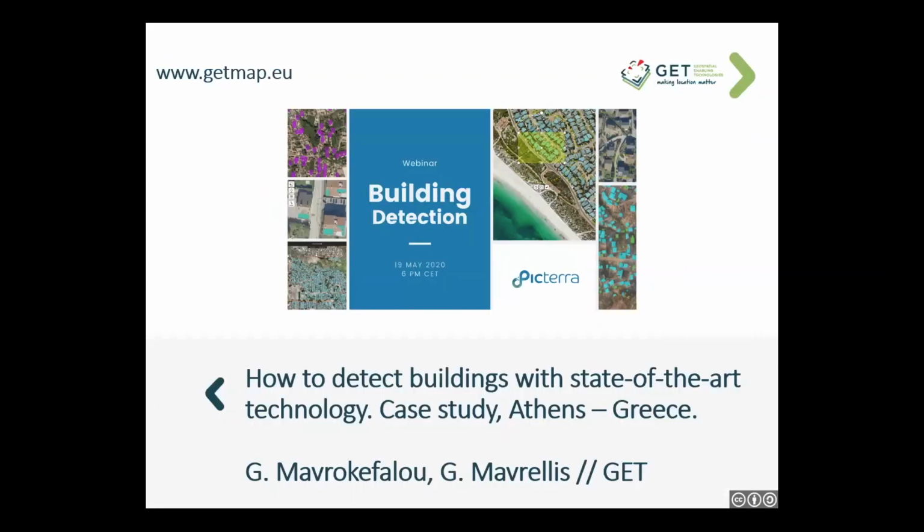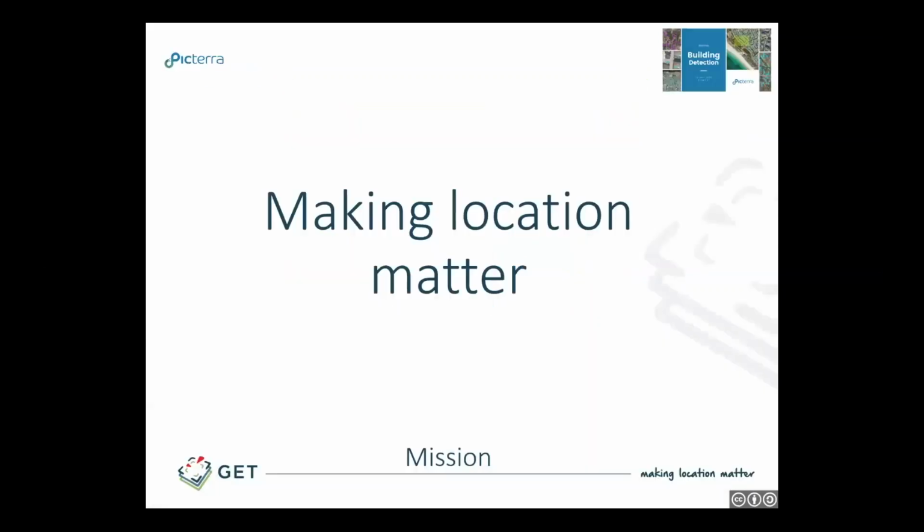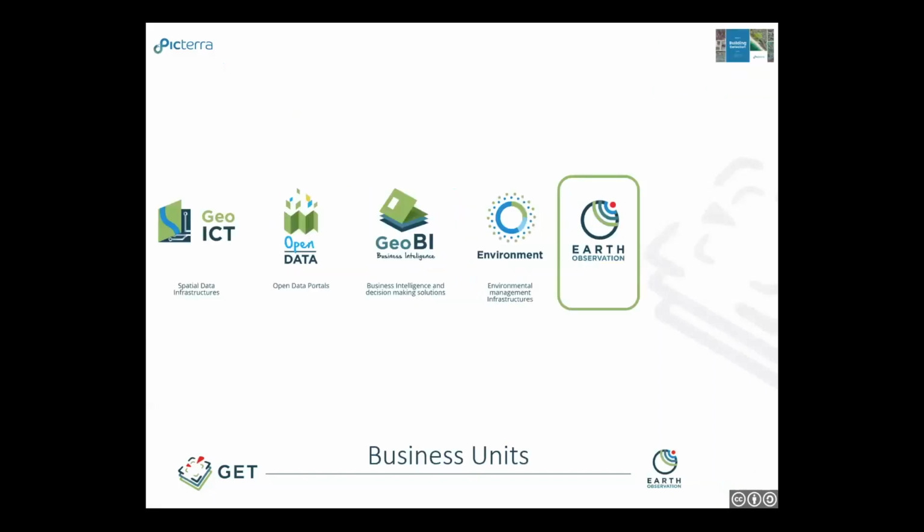we have a very simple mission, and this mission is making location matter. We are trying to maximize the value of the information that our partners and customers have, and we do this through geospatial enabling technologies and tools that we offer, basically using open source technologies. We offer solutions through 5 business units. The first one is GeoICT, where we mainly offer SDIs. The second is open data. The third is business intelligence solutions, then environment, and finally Earth observation.